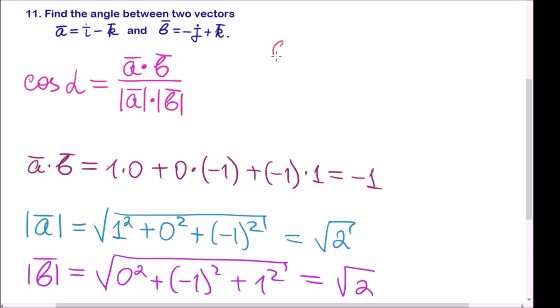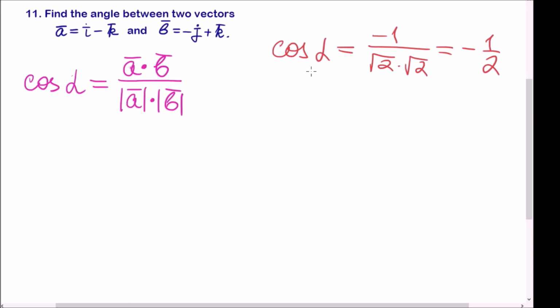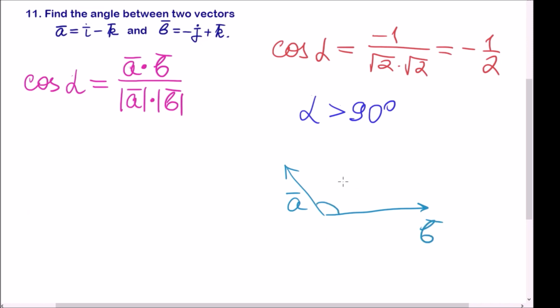Now, the cosine of the angle alpha between the given vectors is minus 1 in the numerator and square root of 2 multiplied by square root of 2 in the denominator. So we have minus 1 over 2. The cosine of the angle alpha is negative. What does it mean? It means that the angle alpha is an obtuse angle, greater than 90 degrees. So the angle between the given vectors a and b is an obtuse angle.